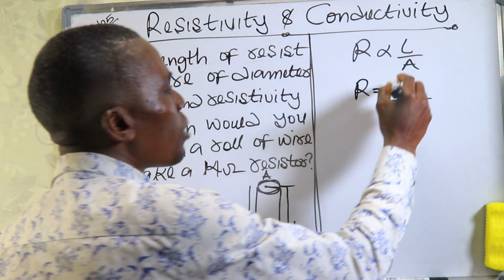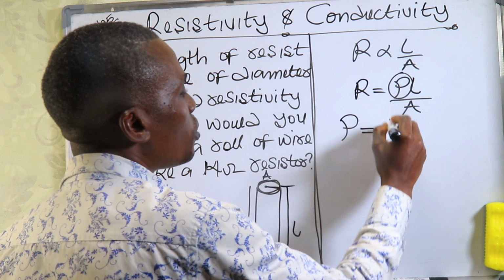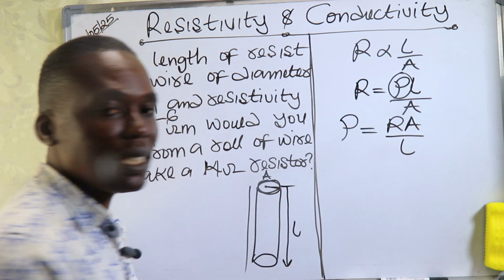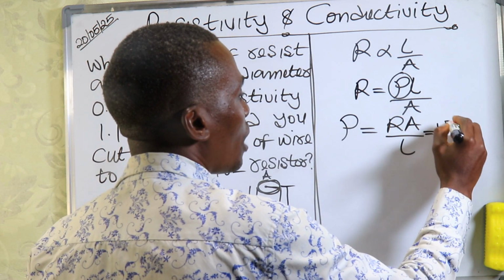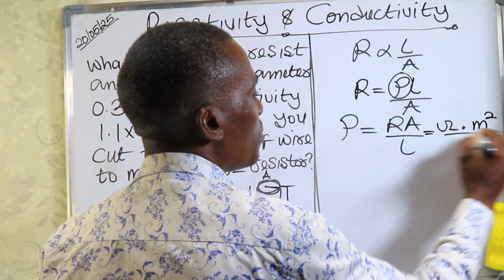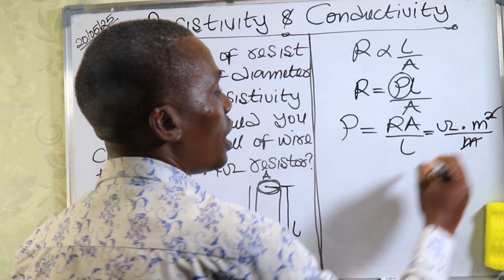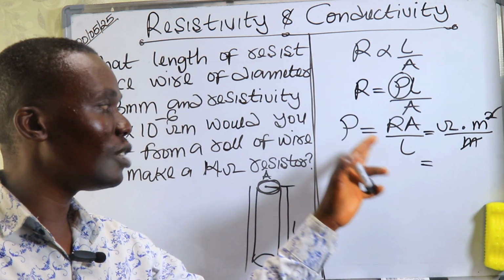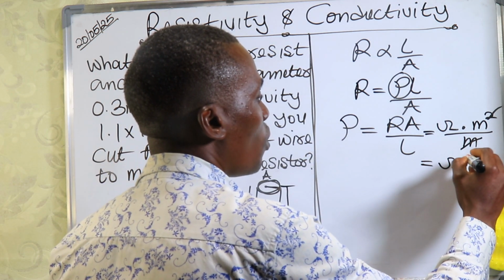Now, if we want to calculate the resistivity, which is rho, it will be equal to the resistance times the cross-sectional area divided by the length. That means resistance is in ohms, times the area in square meters, divided by the length in meters. So the SI unit, or standard international unit, for resistivity is ohm meter.